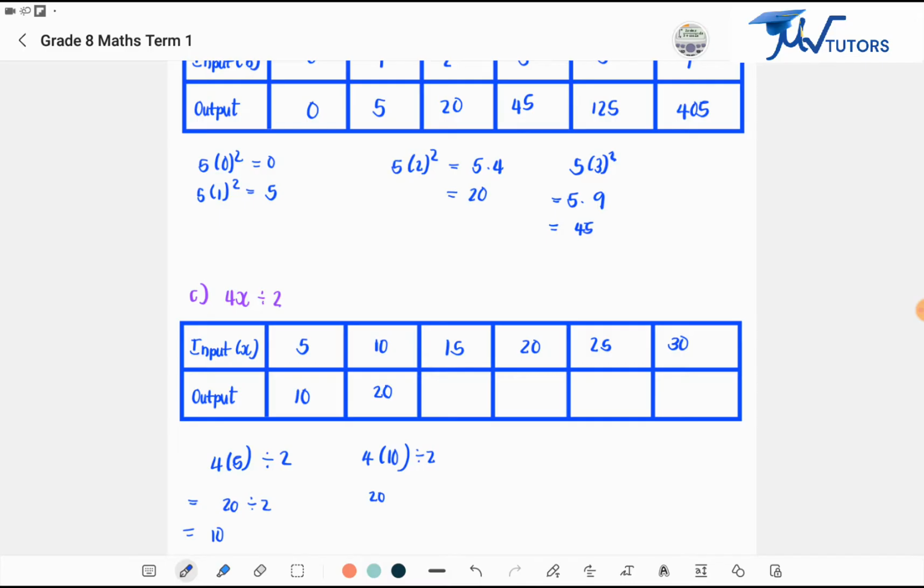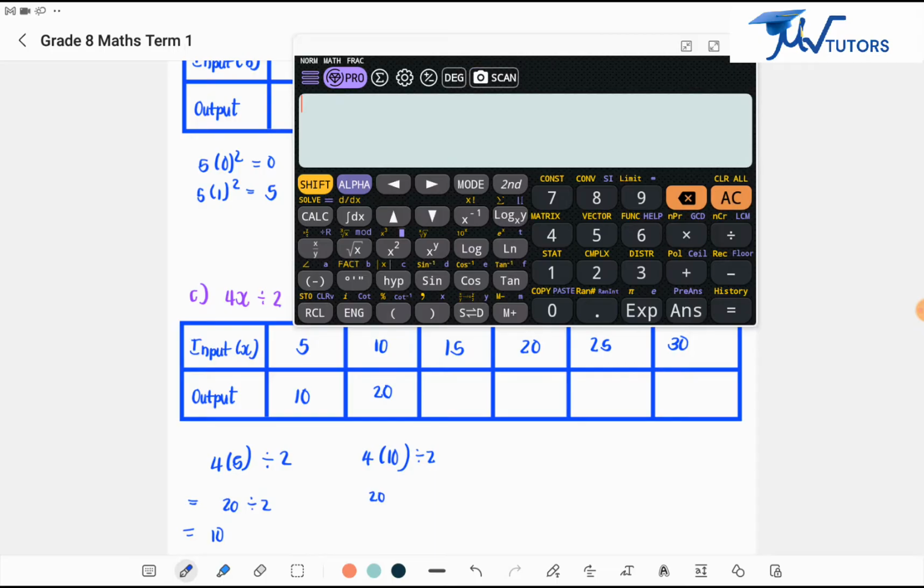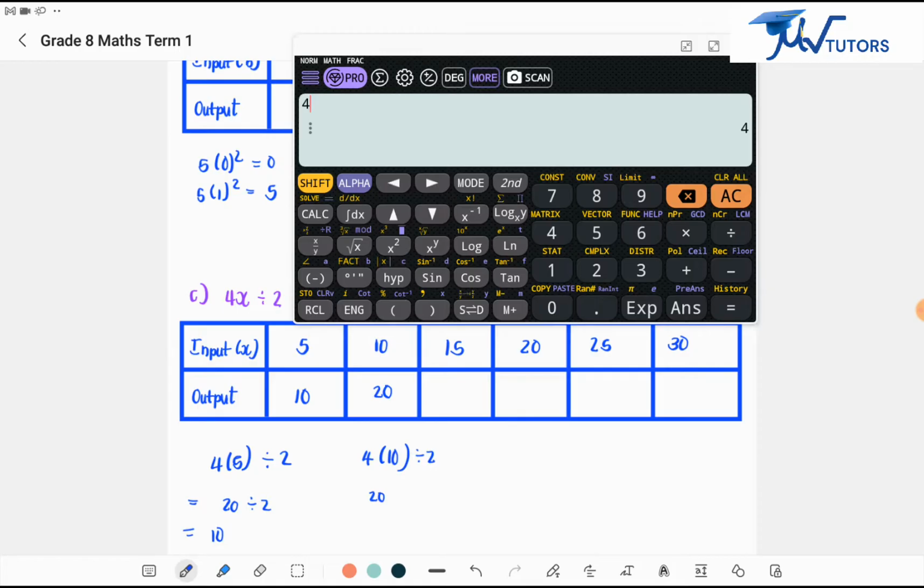All right, and then we have 4 times 15, and 4 times 20 divided by 2, 4 times 25 divided by 2. So let's just put all of that in the calculator, because now you're starting to get the hang of things. You're starting to understand it better. So if we put 15 there and we divide by 2, we're going to get 30, because 4 times 15 is 60. And then 4 times 20, that's 80, divided by 2, we're going to get 40. And then 4 times 25 is 100, divided by 2 is 50.